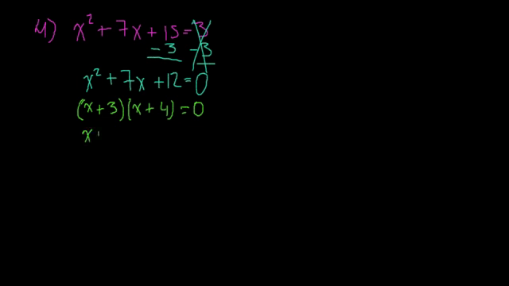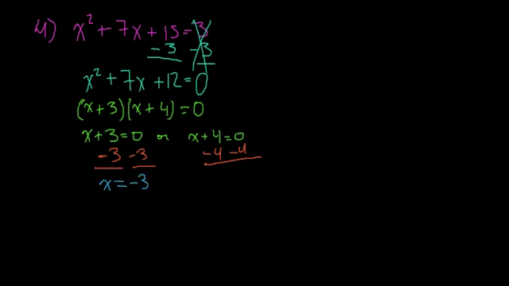So x plus 3 equals 0, or x plus 4 equals 0. What do we do now? Well, we solve for x. We subtract 3 on both sides. And x equals negative 3, or x equals negative 4.